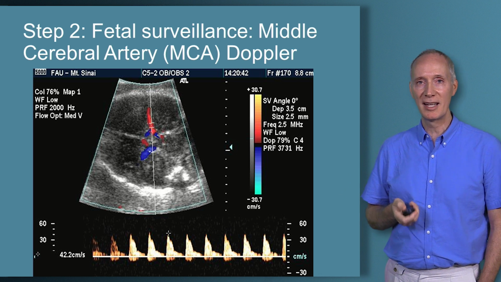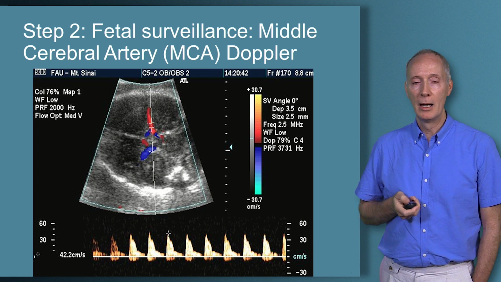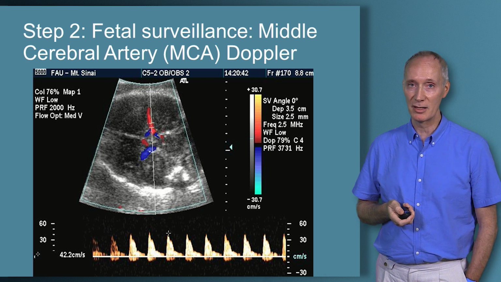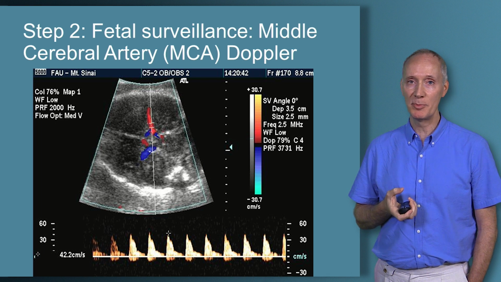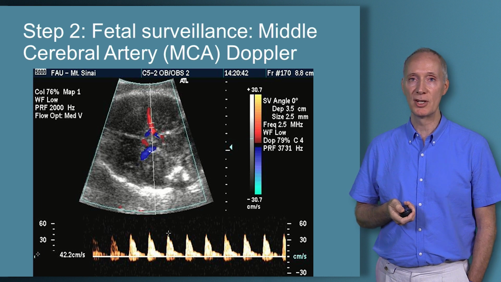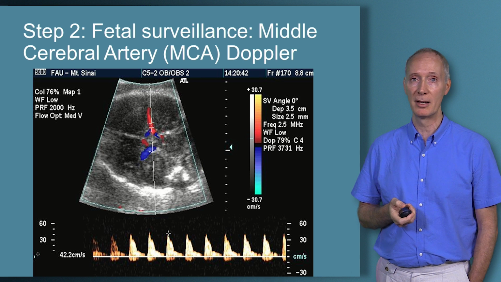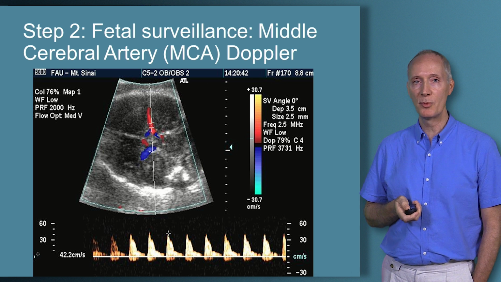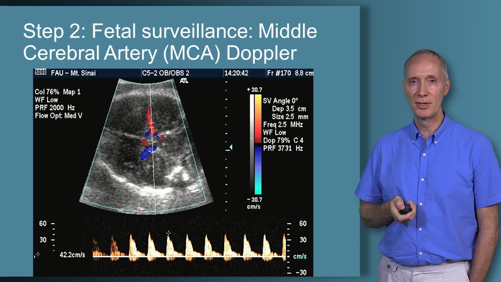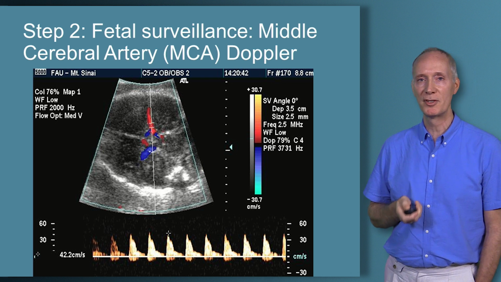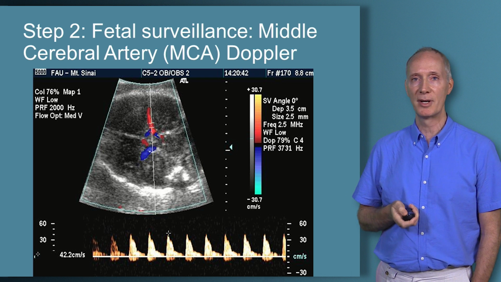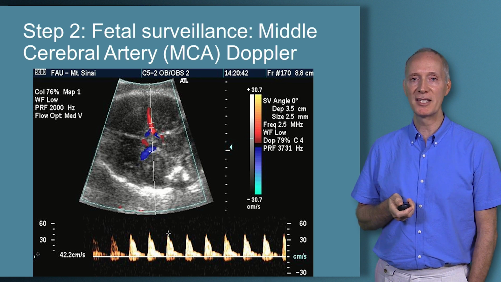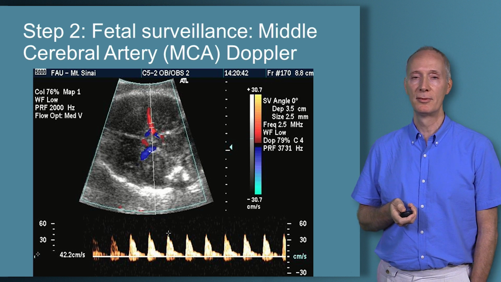So what do I do in step 2? Well, I know that the mom is rhesus negative, that the baby likely is rhesus positive, and that there are antibodies there that likely result in fetal anemia, or possibly. So what I now try to establish is if the baby is anemic. And I can do that with ultrasound. So with ultrasound, what I do is I do a Doppler of a certain vessel called the middle cerebral artery, or MCA Doppler. And the Doppler establishes how fast red blood cells flow through that vessel.